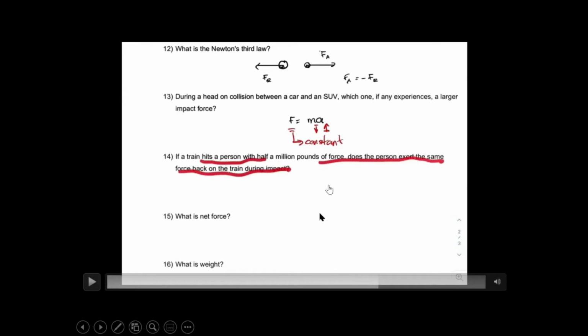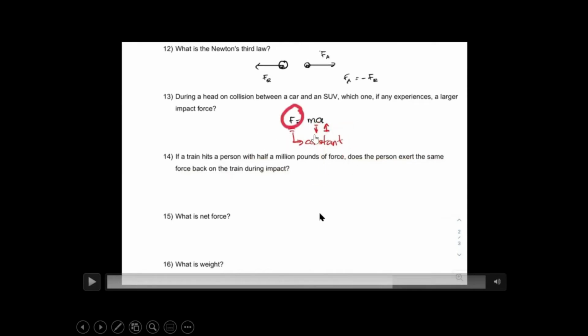You can do an extreme. We've got a person in front of a train, getting hit by the train with 500 million pounds of force. Does the person apply the same force back on the train? The answer, once again, is yes, according to Newton's third law. If that's the case, where's the evidence that the person applies the same force? The evidence is not very visible in this case.